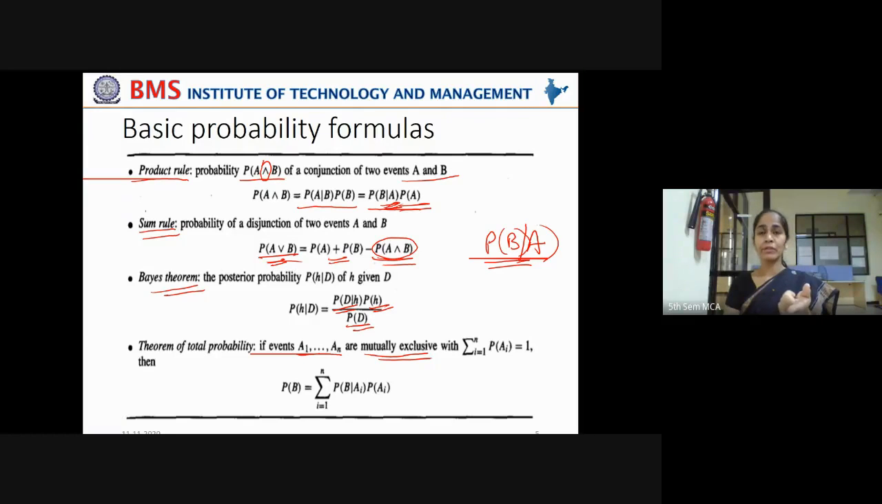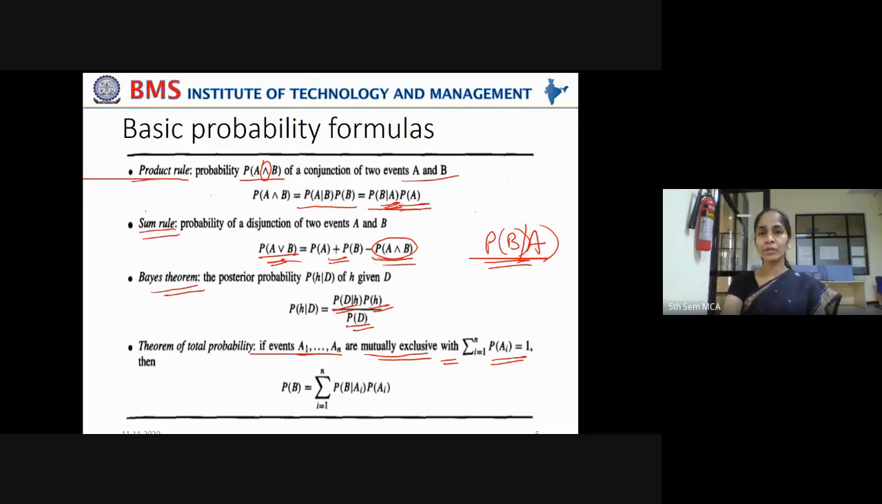Either head appears on the top, excluding the chance of tail appearing on the top, or tail appears on the top, excluding the chance of head appearing on the top. Those are called mutually exclusive events. Is it very clear now? Now, if events A1, A2 and so on up to AN are mutually exclusive, it means if one occurs, the others don't occur. That is called mutually exclusive. With sigma i equal to 1 to n, add up all their probabilities and that should sum up to 1.